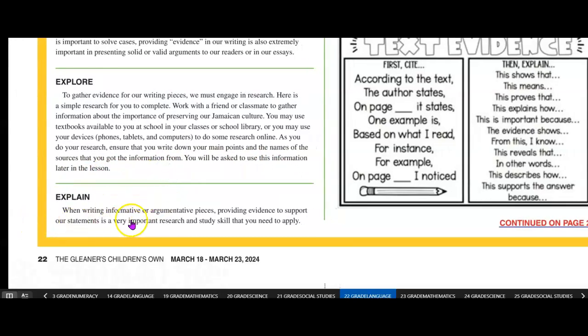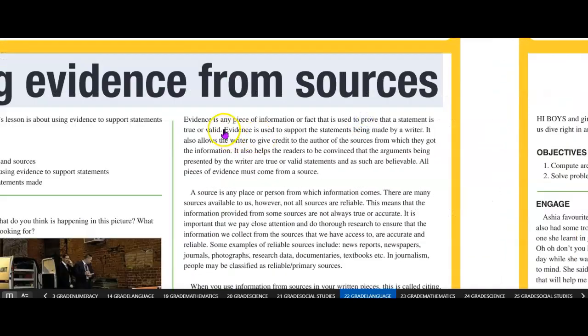When writing informative or argumentative pieces, providing evidence to support our statements is a very important research and study skill that you need to apply. Evidence is any piece of information or fact that is used to prove that a statement is true or valid. Evidence is used to support the statements being made by a writer. It also allows the writer to give credit to the author of the sources from which they got the information.